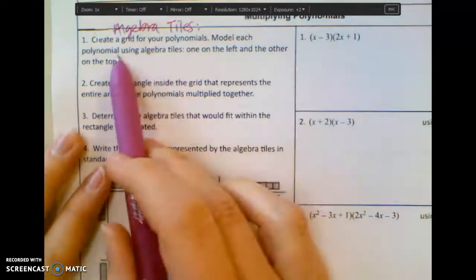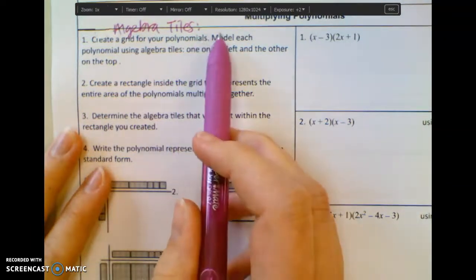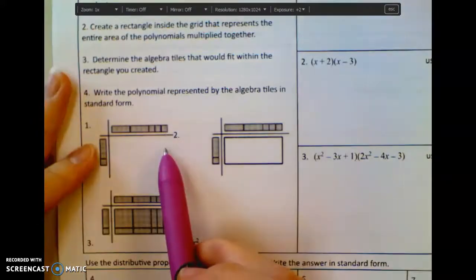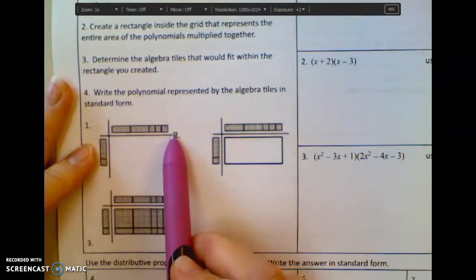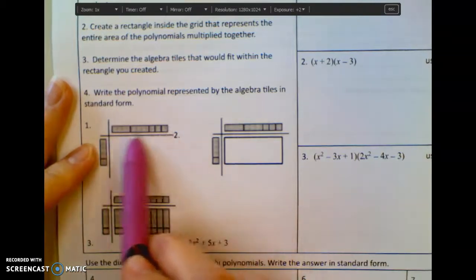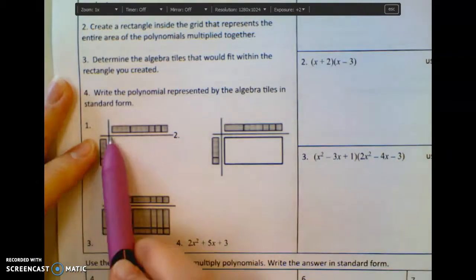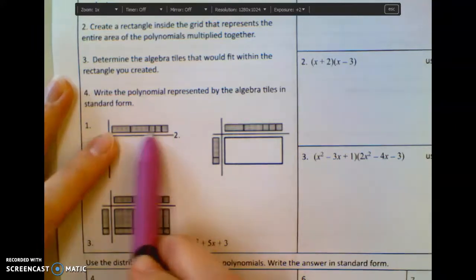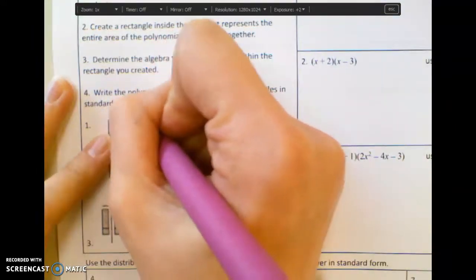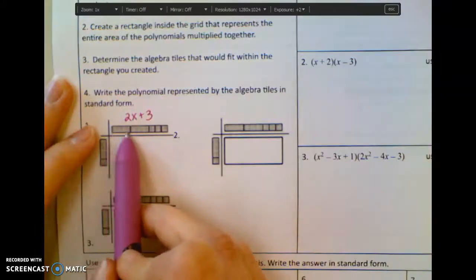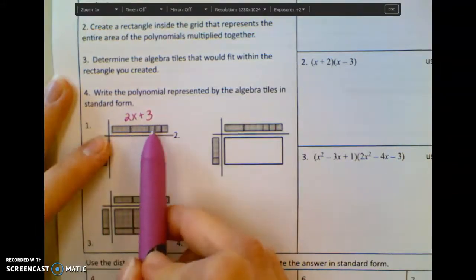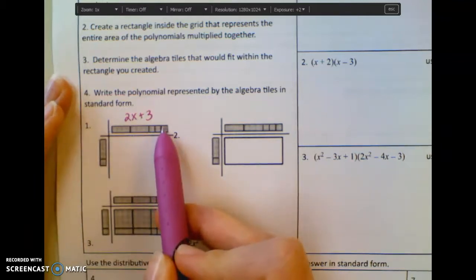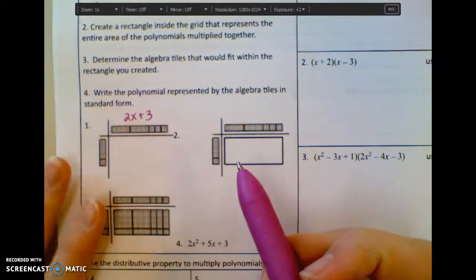First thing we do is create a grid for the polynomials, and we model each polynomial using algebra tiles. So that's what we did in step 1 here. We created a grid, and then we have our algebra tiles up here and on the side. Now let's go ahead and figure out what polynomial this is. This is the polynomial 2x plus 3 because we have 2 x's here and then we have 3 of the 1's. Now we're not given pluses or minuses, so we're just going to assume all of them are positive.